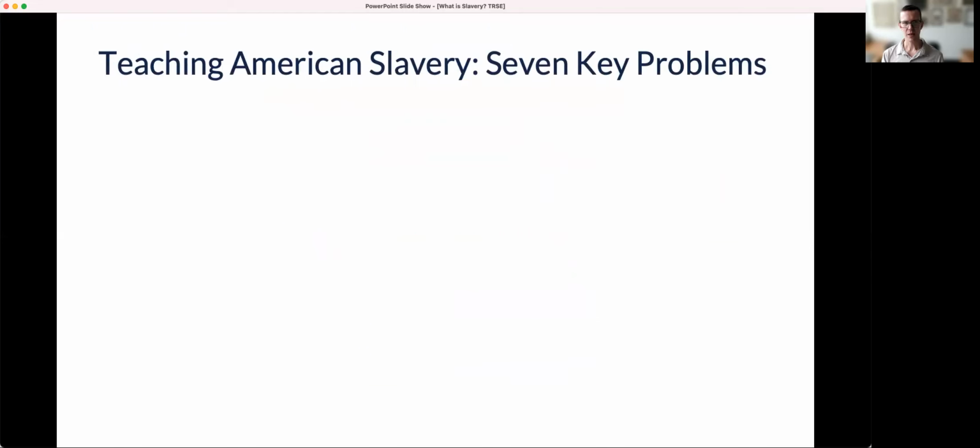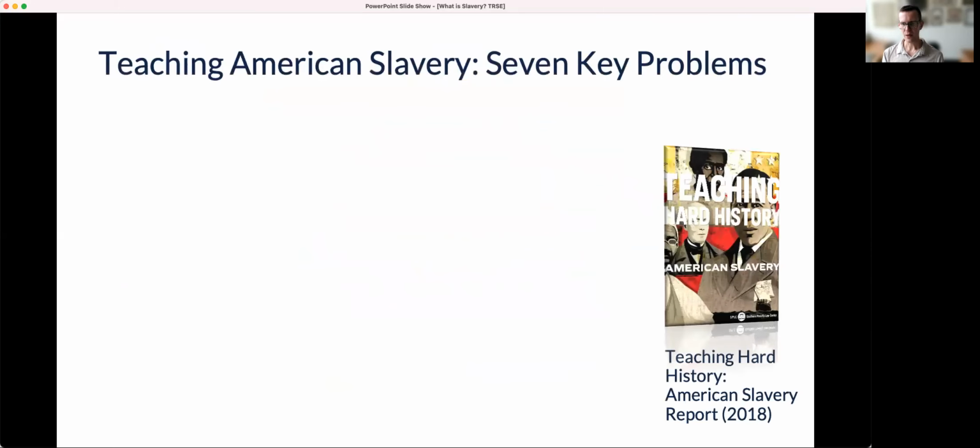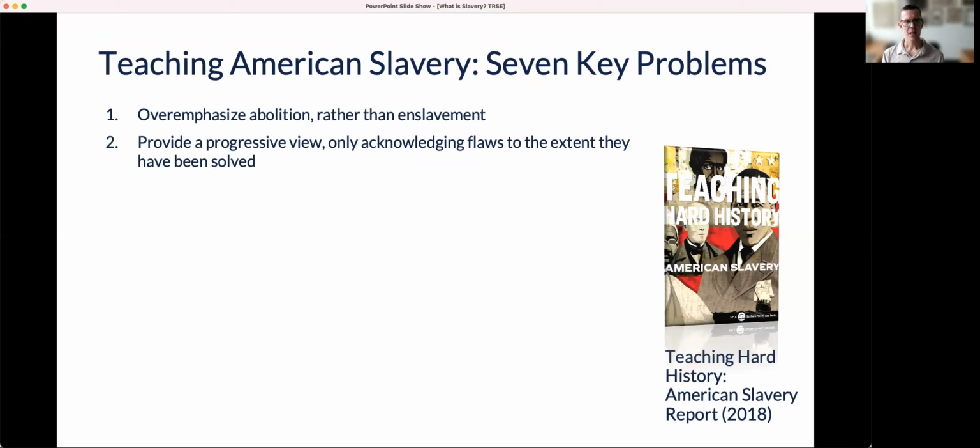Right around the time of the study, Learning for Justice, an anti-bias educational organization, was researching how slavery is typically taught in American classrooms. They issued a report in 2018 called the Teaching Hard History American Slavery Report with their findings. They summarized 7 key problems. The first problem is that teachers tended to overemphasize abolition rather than enslavement, that we typically provide a progressive view, only acknowledging flaws to the extent they have been solved.